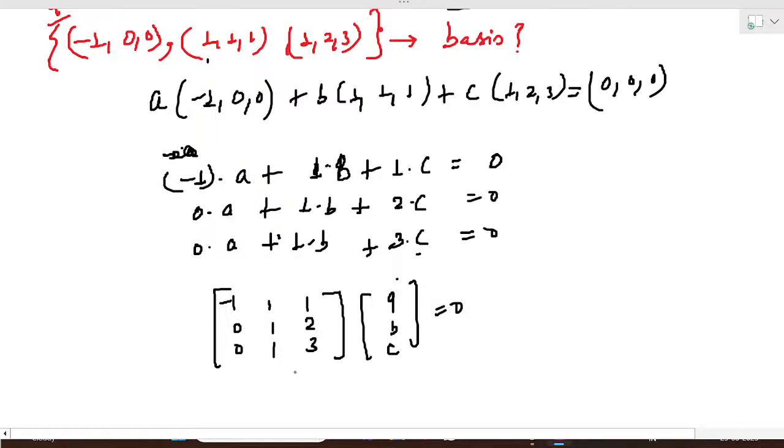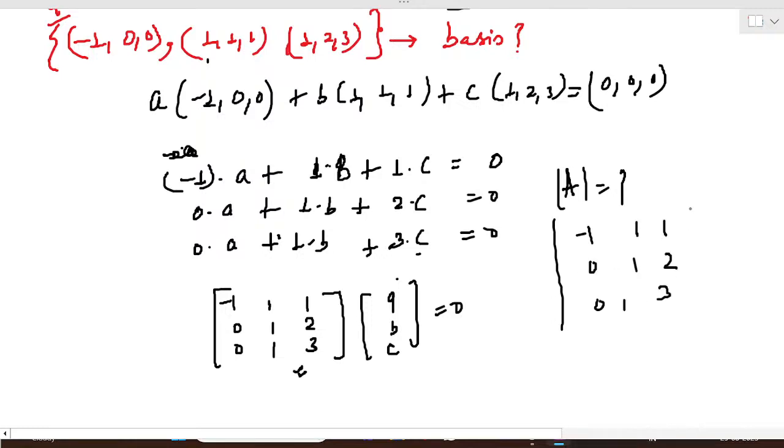Now, if this particular matrix is invertible, then I will obtain what? Trivial solution. So let us see whether the determinant, what is the determinant of A? The determinant of A would be minus 1, 1, 1, 0, 1, 2, and 0, 1, 3. Try to find the determinant. So this will be, I think, minus 1. Okay, so minus 1 is certainly not equal to 0.